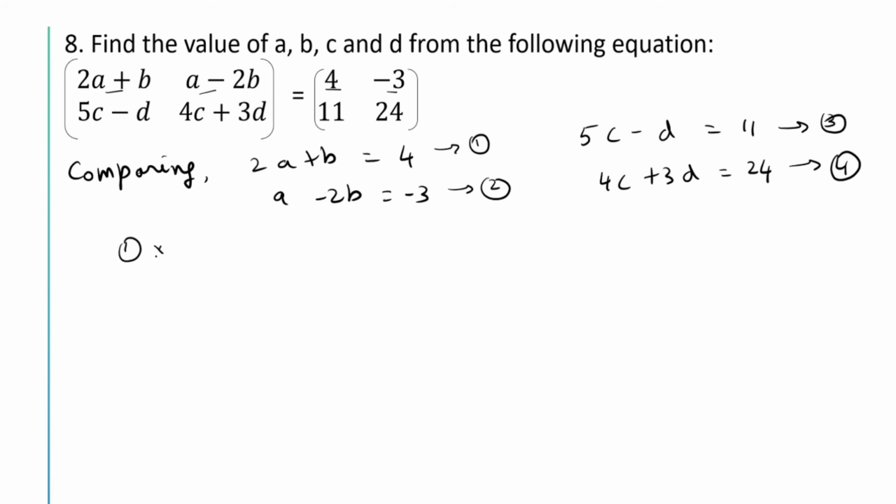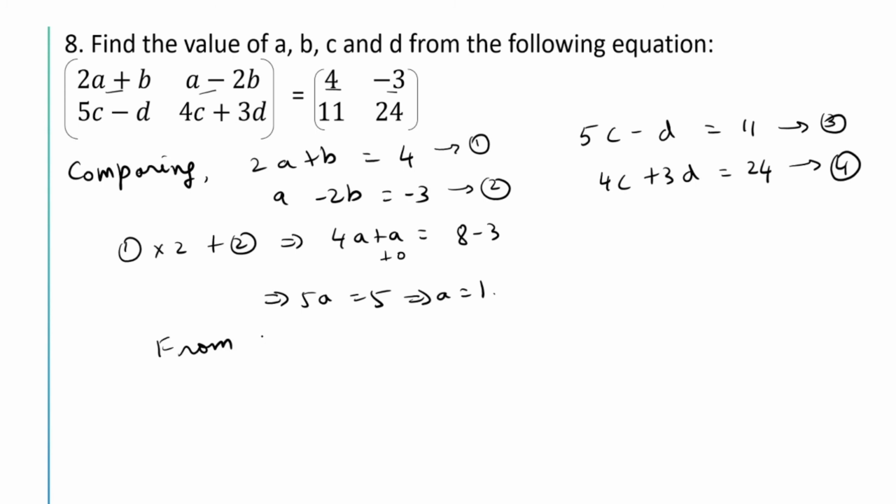Let us multiply equation 1 by 2 and add it to 2. Then we get 4a plus a is equal to 8 minus 3, plus 2b minus 2b will be 0. So from this we get 5a is equal to 5 or a is equal to 1. Substituting a is equal to 1 in 1, we get 2 plus b equal to 4 or b is equal to 4 minus 2, it is 2.